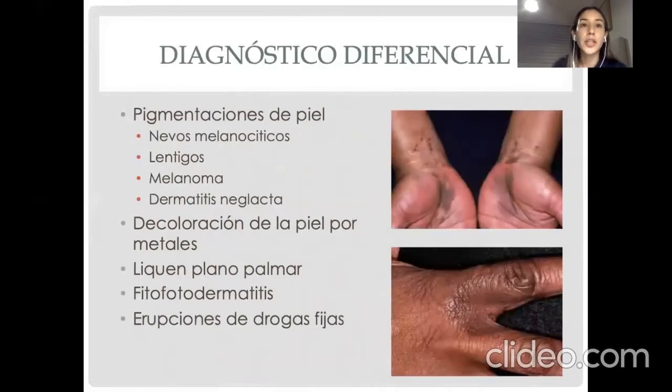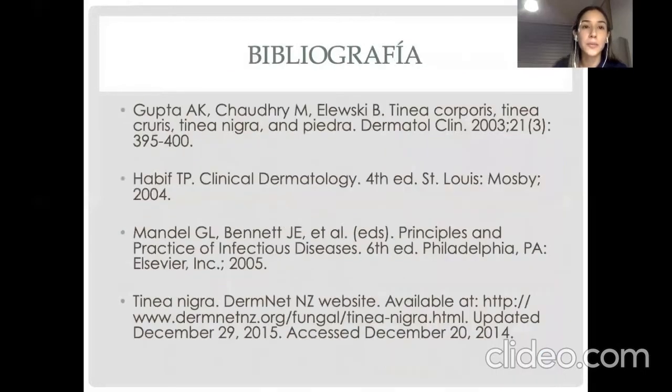The differential diagnosis includes other potential causes, such as skin pigmentations such as melanocytic nevi, lentigines, melanoma, and dermatitis neglecta, skin discolorations from metals, lichen planus palmaris, which you can see at the top of the slides, or fixed drug eruptions, which you can see at the bottom of the slides.